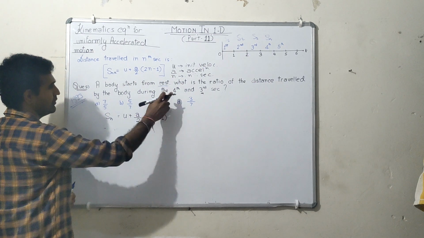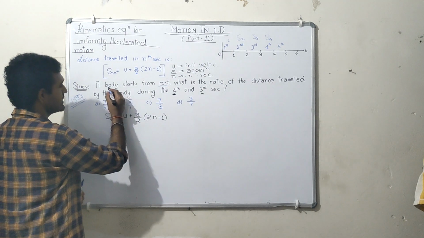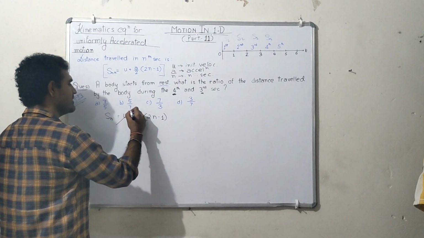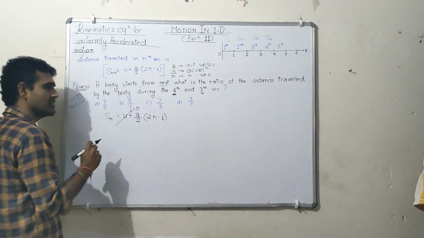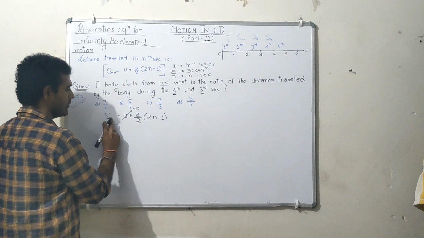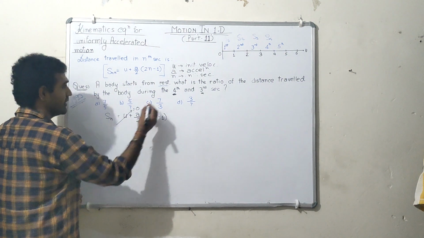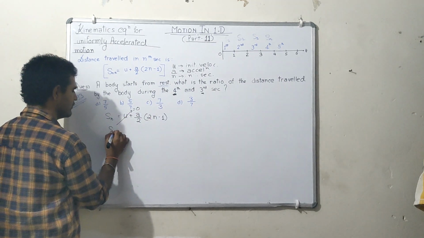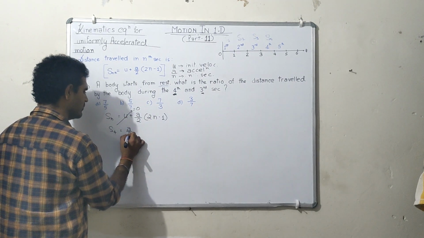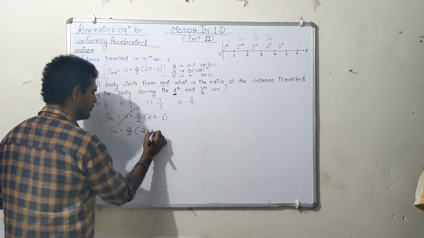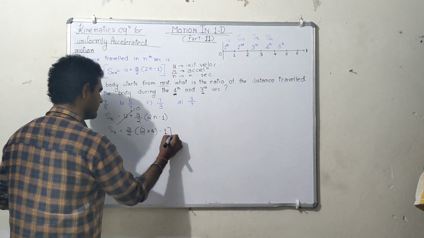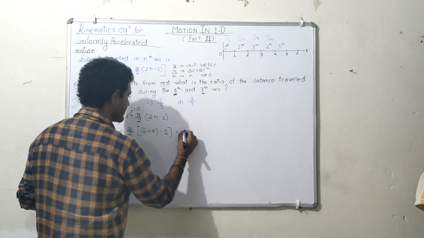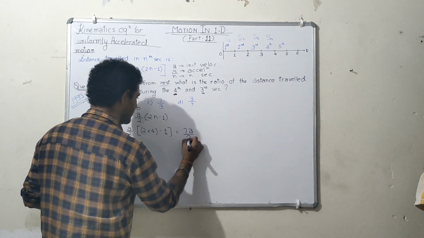But before putting n equal to 4, it says a body starts from rest. From rest means initial velocity will be taken as 0. Since it is starting from rest, initial velocity will be 0. So the formula is a by 2 times (2n minus 1). Now we will put the value during the fourth second it is asking. So S4 is equal to a by 2 times (2 into 4 minus 1), right? So this comes out to be 7a by 2.